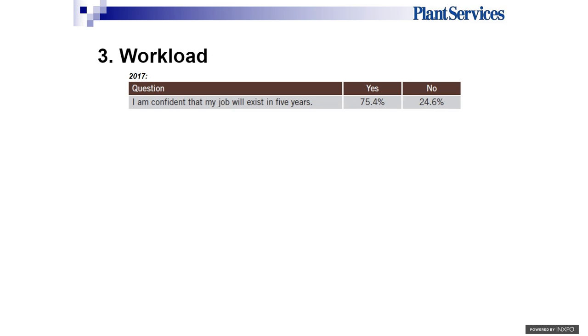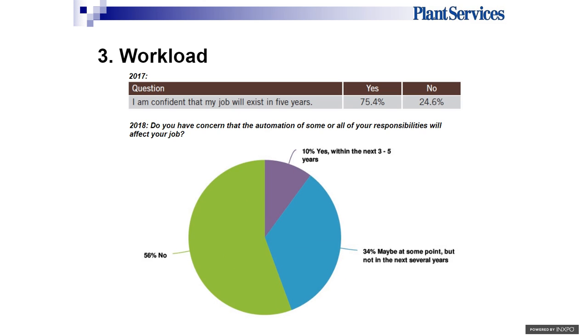All right. A couple of workload questions we asked last year. Question: I am confident that my job will exist in 5 years. 75% said yes. This year's question was a little bit different. Do you have concern that the automation of some of your responsibilities will affect your job? This year, 56% said no, and 34% said maybe, and 10% said yes fairly soon. So I think people are starting to understand that as automation technology and robotics technology gets more evolved, jobs that might have been safer or perceived to be safer in previous surveys are no longer being perceived that way.